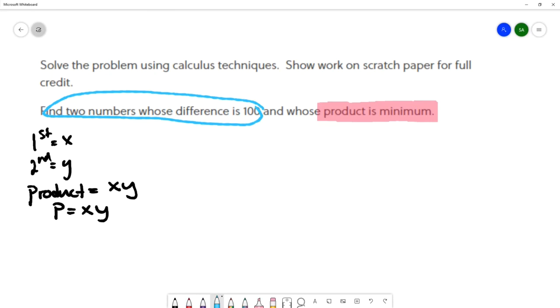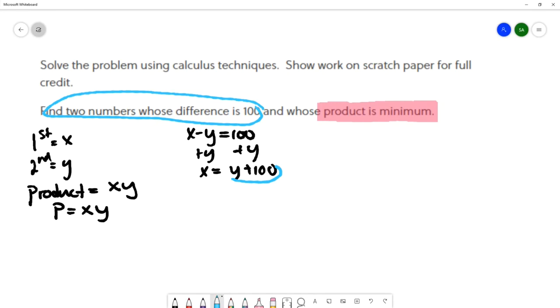So we know that these two numbers have a difference of 100. So we know that x minus y is equal to 100. You could have also done y minus x because it doesn't specify. So we have x minus y equals 100. We can now solve for x by adding y to both sides, and that gives x equals y plus 100.